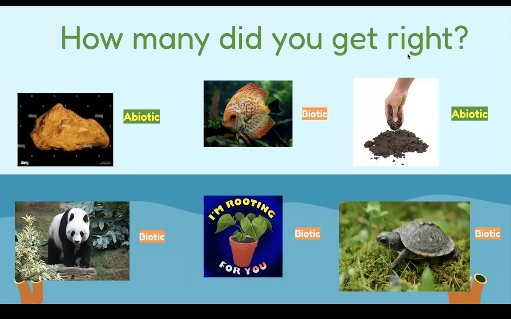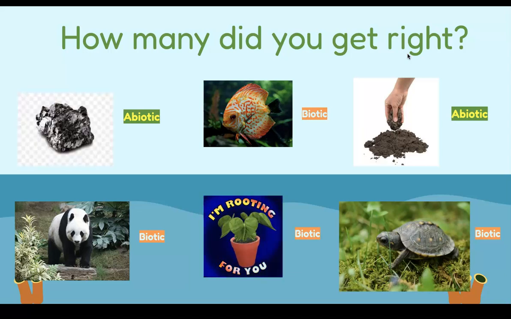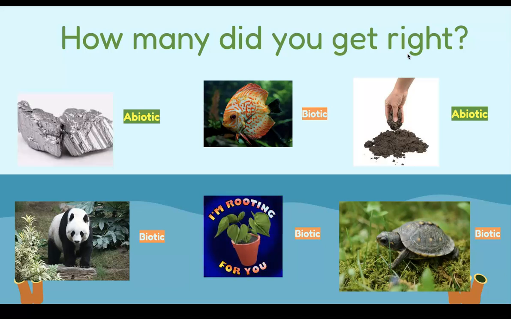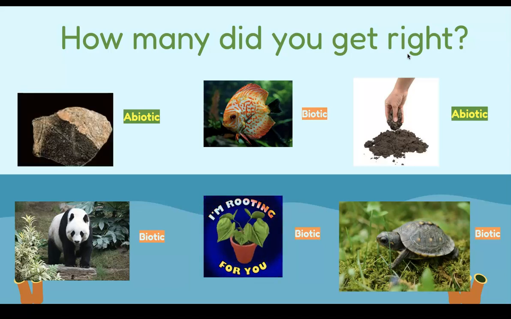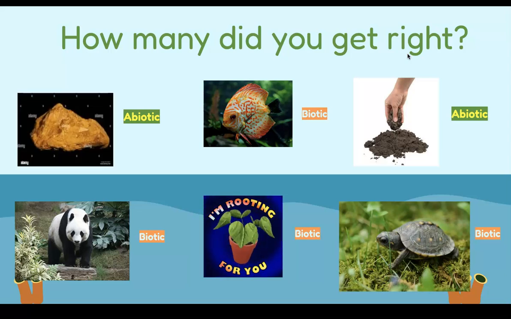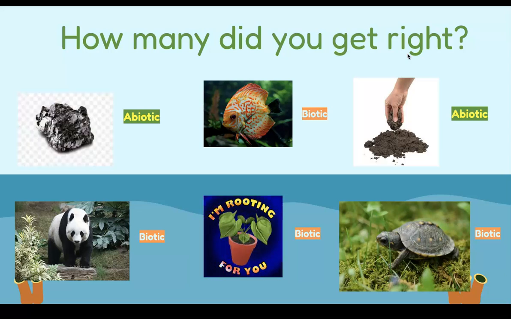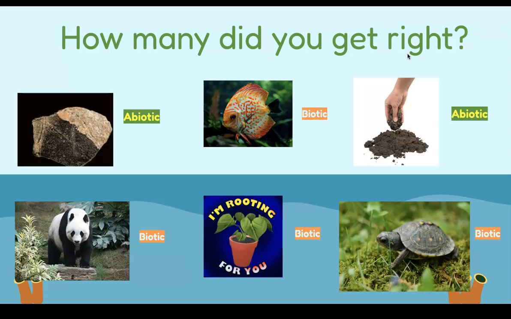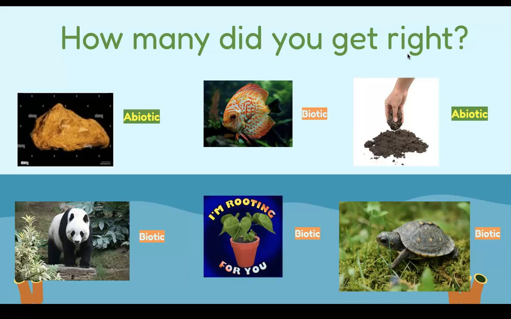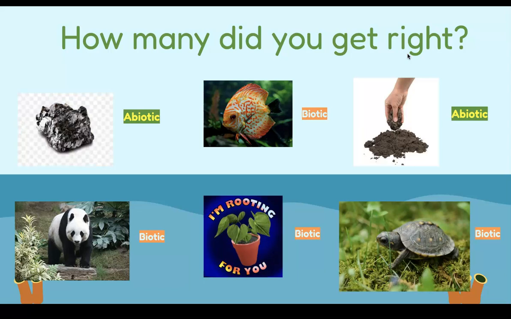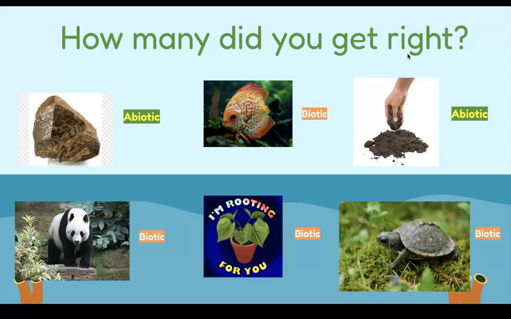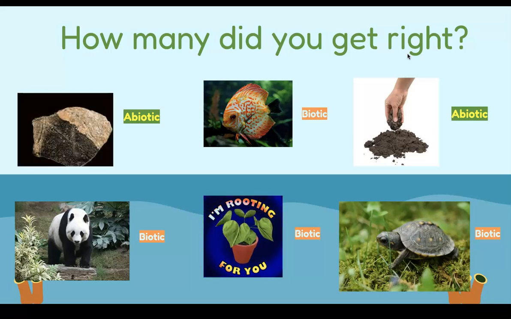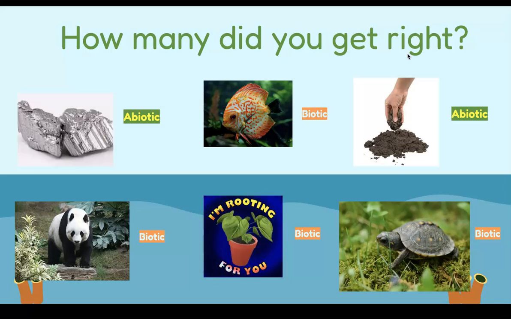Here are the answers for the abiotic versus biotic pictures. How many did you get right? Let's go over them. A rock is abiotic because it is not living. A fish is biotic because it is living and breathing. Dirt is also abiotic because it affects the environment and how the plants grow, but it's not living itself. A panda, a plant, and a turtle are all biotic and are living things that interact with each other.